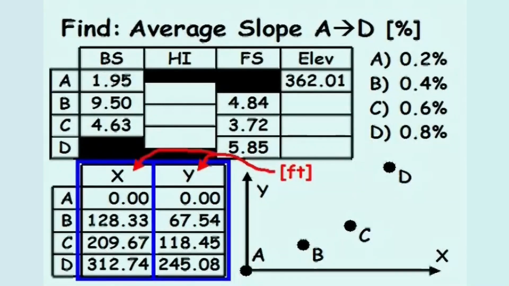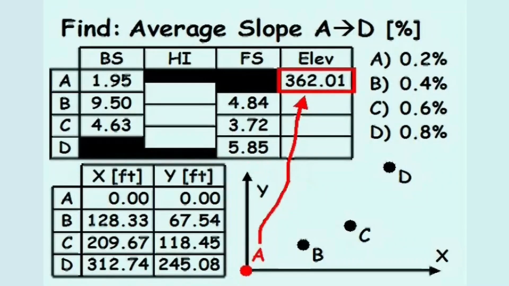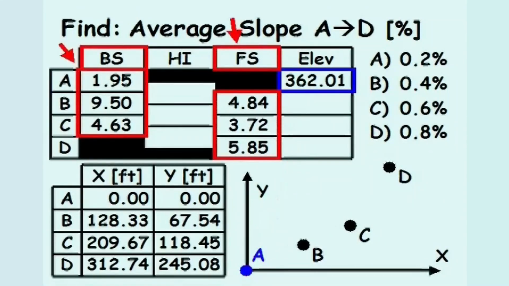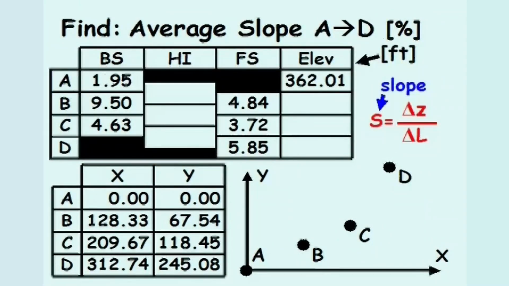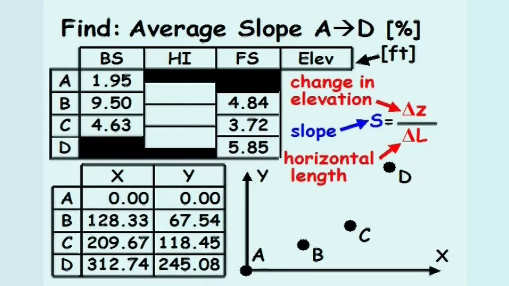The elevation of point A is provided as 362.01 feet, and the backsite and foresight measurements from a level survey are provided. This leveling data is also in units of feet. The average slope of a line segment equals the change in elevation between the two endpoints divided by the horizontal length between the two endpoints.